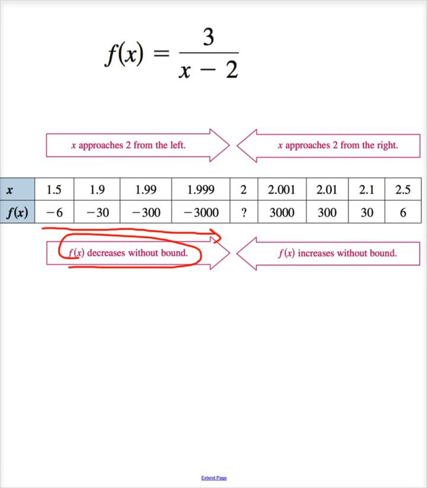If I look at the functional values as x approaches 2 from the right, then I see that they become very, very large, actually fairly quickly. And f of x, we say, increases without bound. This is what we will see as a positive infinity. And we're going to see that this becomes a negative infinity.